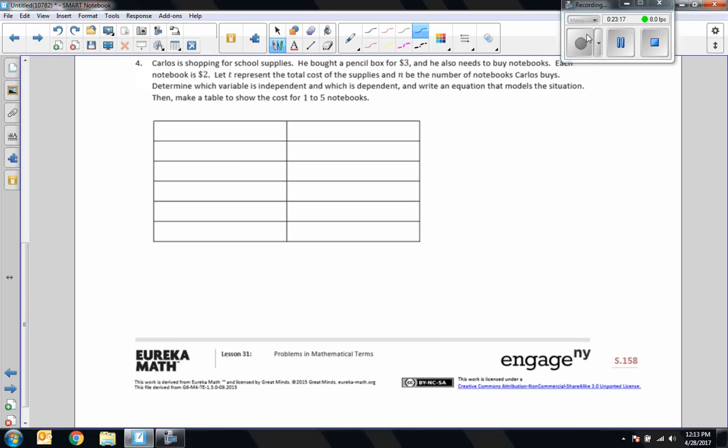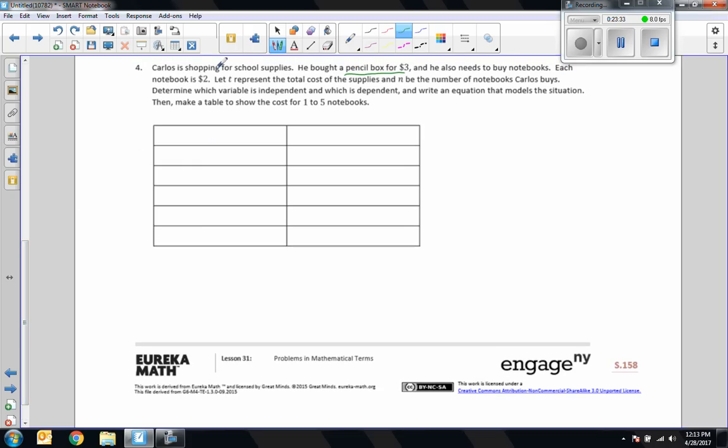Next one, try this, pause the video. See how you do. Okay, hopefully you had a chance to do this. Let's take a look. Carlos is shopping for school supplies. He bought a pencil box for $3, and he also needs to buy notebooks. Each notebook is $2. There's the key word, each notebook is $2. Let T represent the total cost of supplies and N the number of notebooks Carlos buys. Determine which variable is independent, which is dependent. Write an equation to model the situation. Make a table to show the cost of 1, 2, 3, 4, and 5 notebooks.